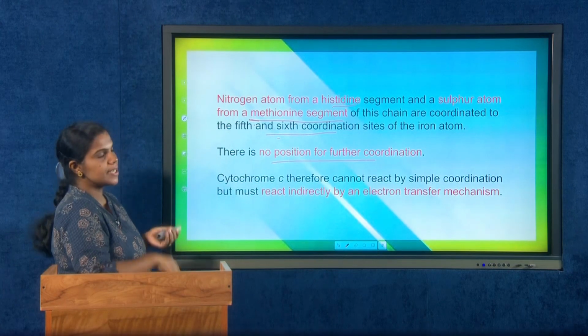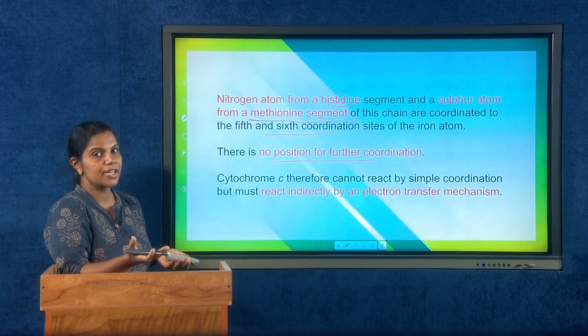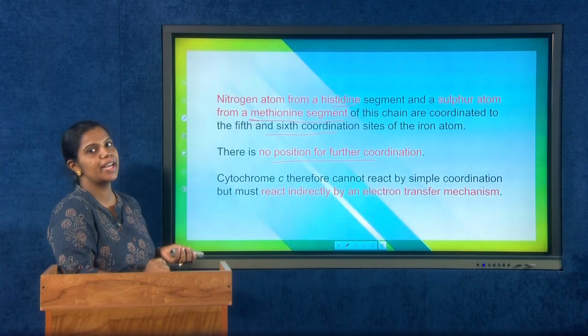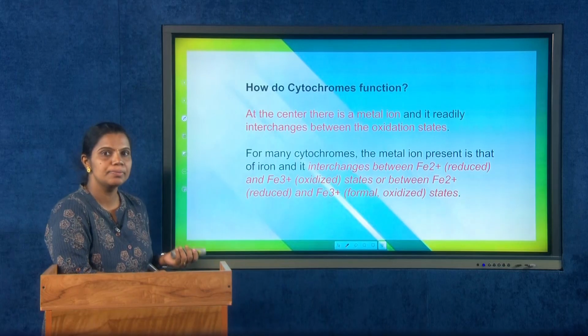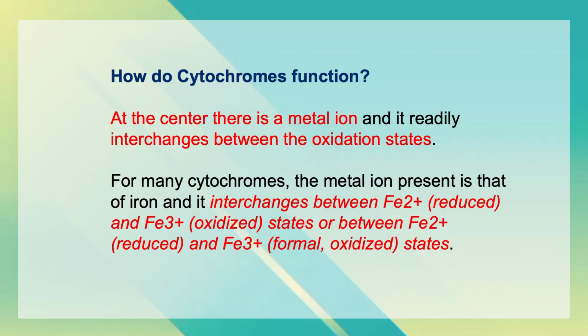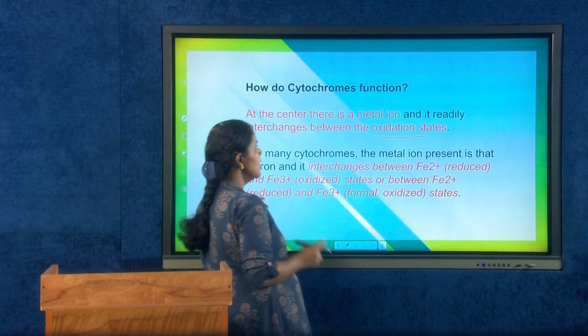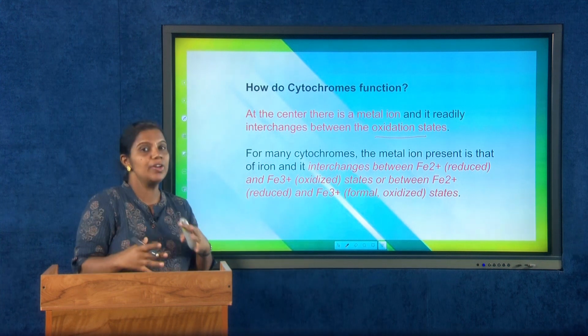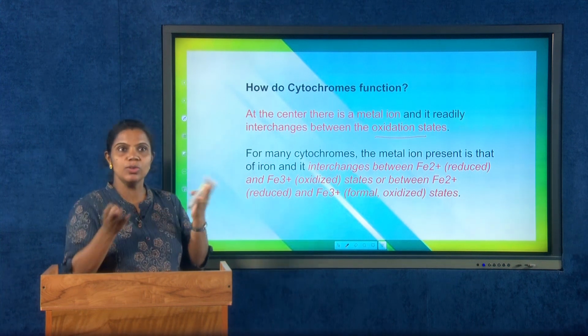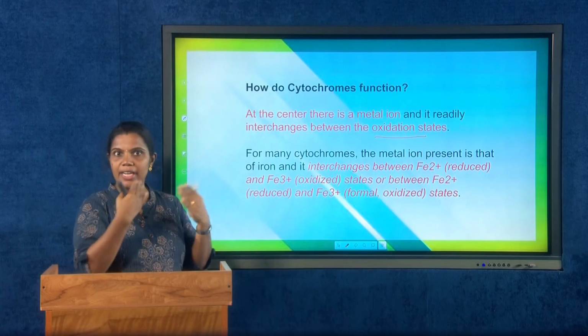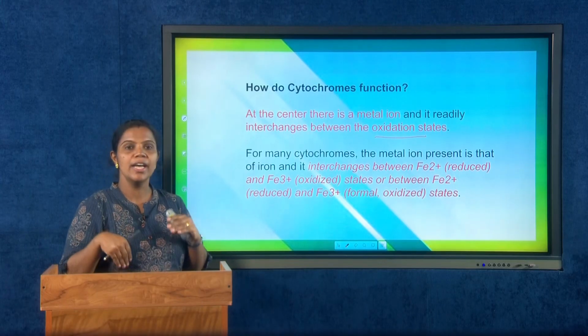And since there is no further space for coordination, it is of course involved in the electron transfer mechanism. Now, we are going to see how the cytochromes will function. At the center, there is a metal ion. It is readily capable of interchanging between the oxidation states. So, that is the active center that will get converted into the next higher oxidation state and will reduce to the next lower oxidation state.